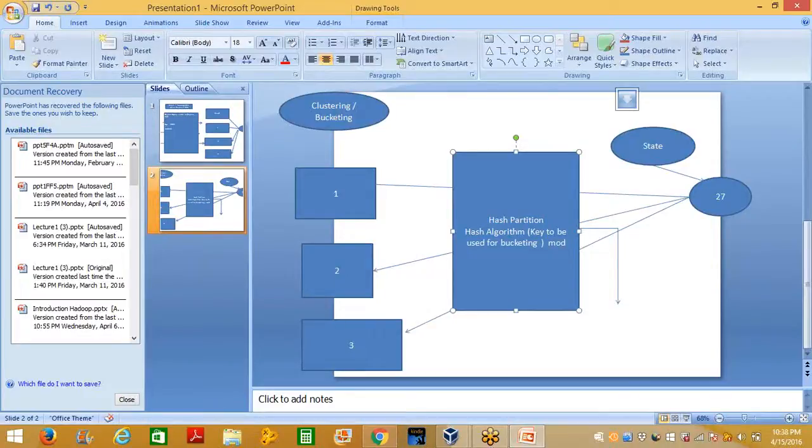Then modulus partition. Has anybody heard about modulus partition, Murli? Murli garu, have you ever heard about modulus partition? No, Ravi. Hash partitioning yes, but not this. Modulus partition, what I do is take the number of buckets.